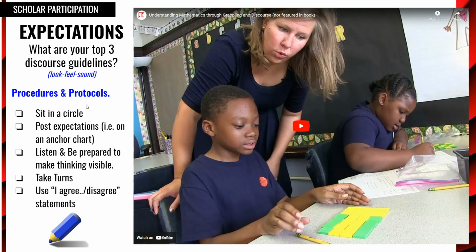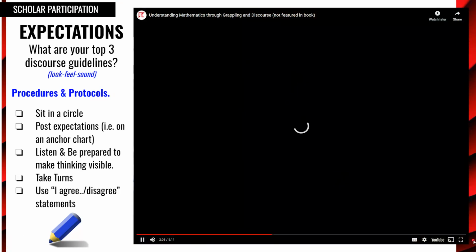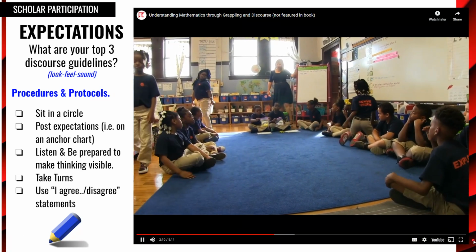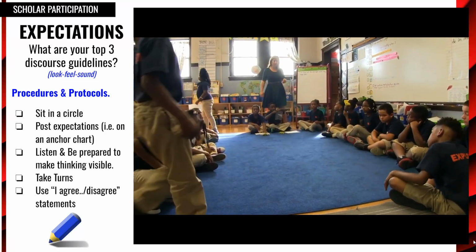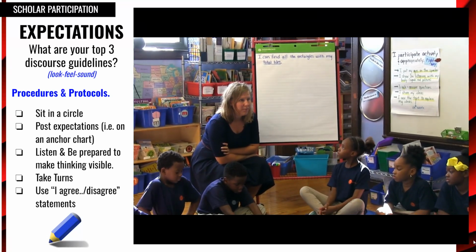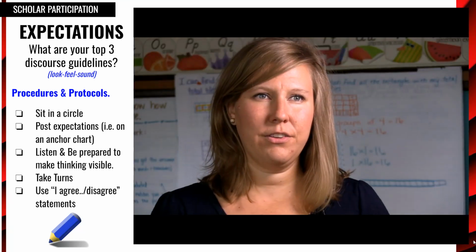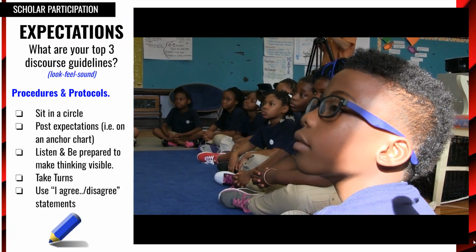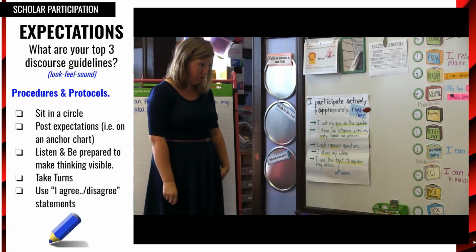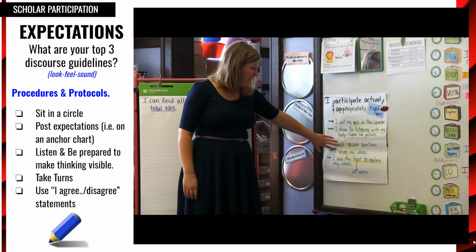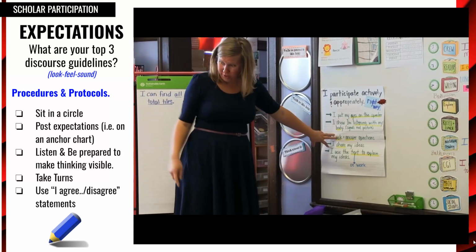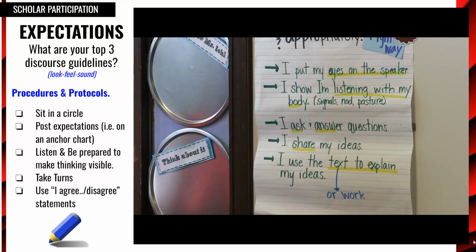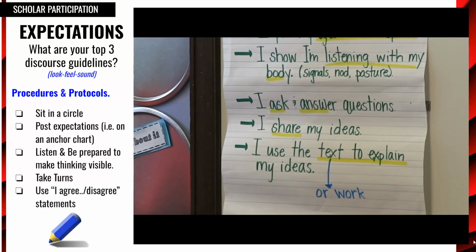So they're never just listening, right? They're taking their own notes because they have to demonstrate what they know as well. They take turns and they use I agree and disagree statements. We sit in a circle for the share and the discourse so that students can all be accountable to the knowledge that's being shared. The goal of the discourse is for kids to explain their math thinking, to hear other people's math thinking and evaluate others' mathematical thinking. You're asking questions and answering your friends' questions. You're sharing your ideas and you're using the work to prove your thinking.